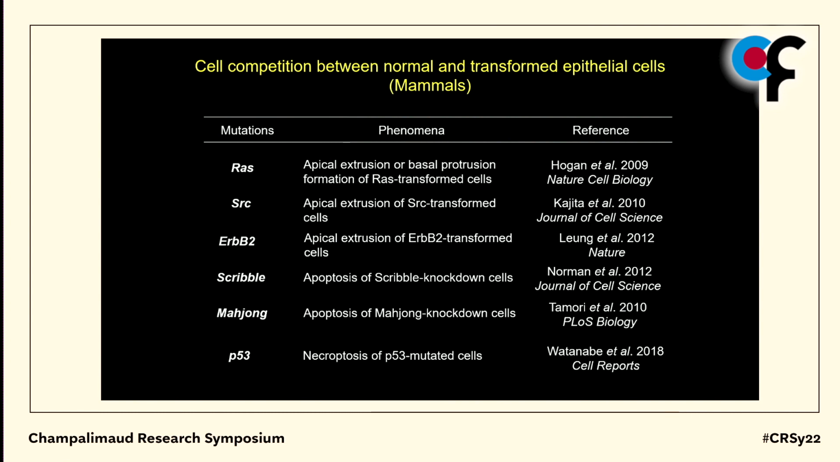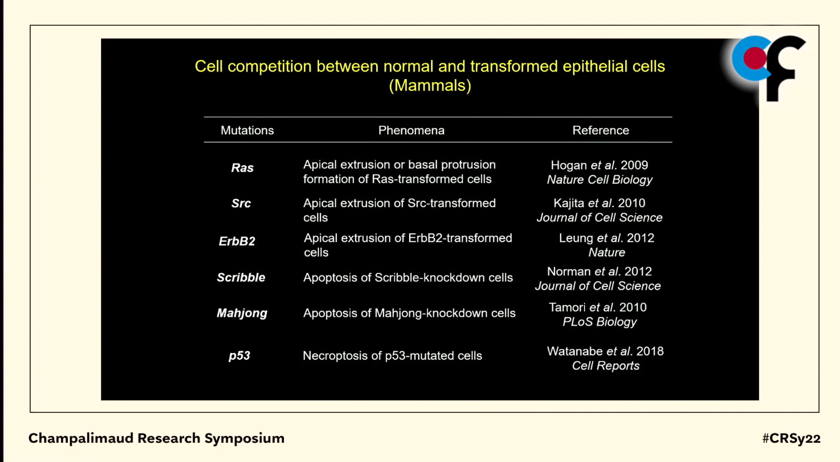When these tumor suppressor protein knockdown cells or mutated cells are surrounded by normal cells, they undergo apoptosis or necroptosis. An important point is that when transformed cells alone are present, neither extrusion nor cell death occurs, indicating that the presence of surrounding normal cells profoundly influences the fate and behavior of transformed cells. And also normal cells are able to actively eliminate those various types of transformed cells. Okay, so this is the first part of my talk.